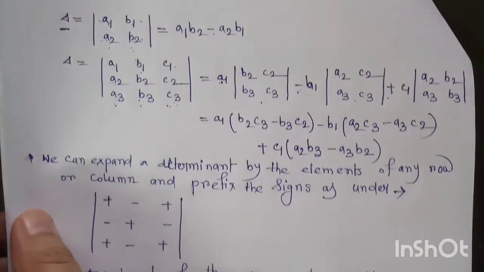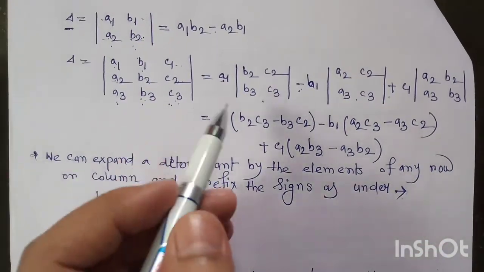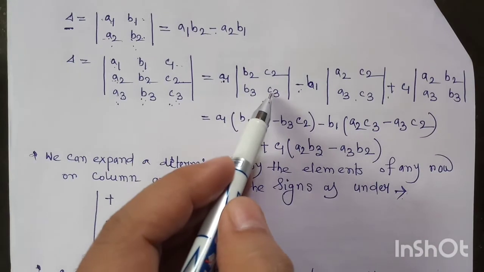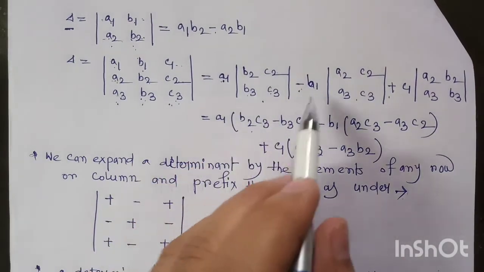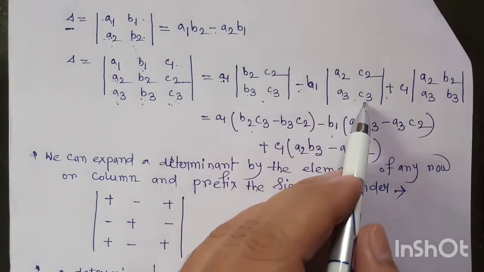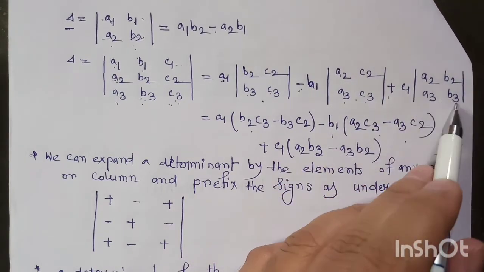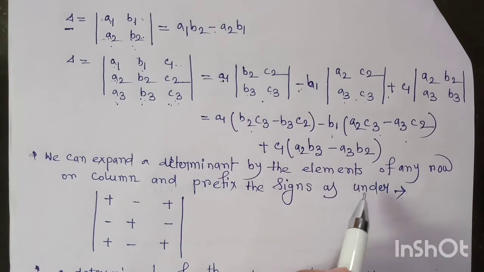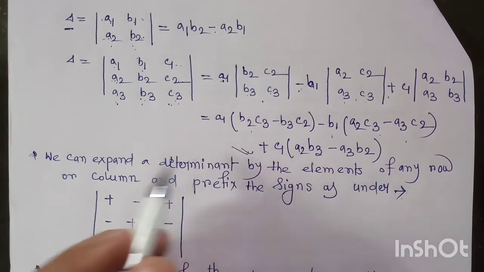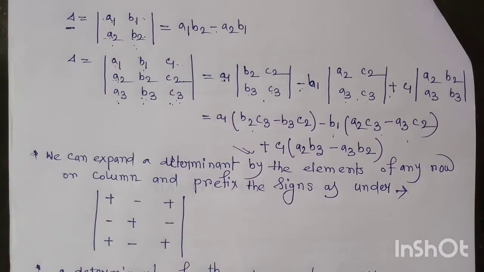Now you know how to evaluate this minor. Just multiply B2, C3 minus B3, C2, minus B1 into A2, C3 minus A3, C2, plus C1 into A2, B3 minus A3, B2. Okay. And you calculate, you will get the value of the determinant. This is the expansion of the determinant.